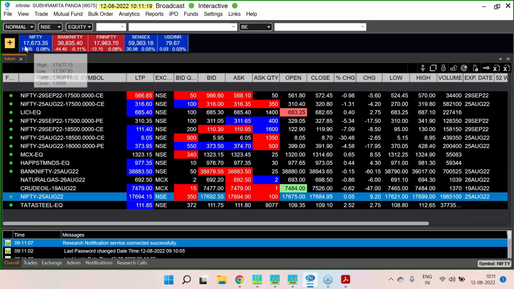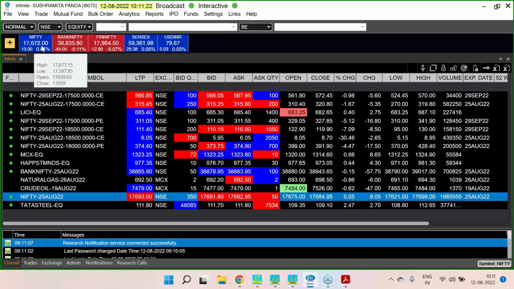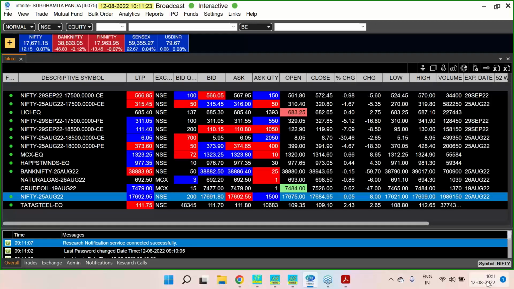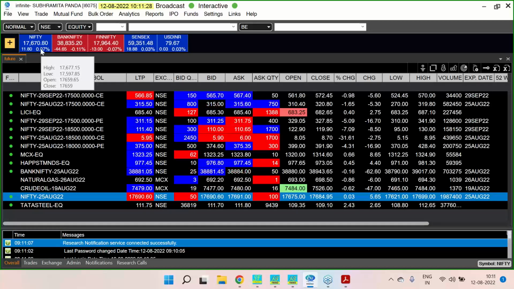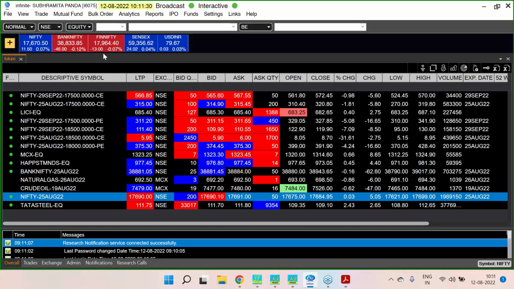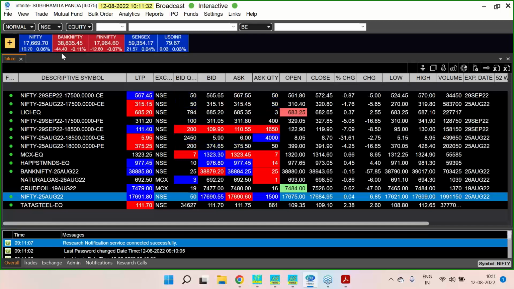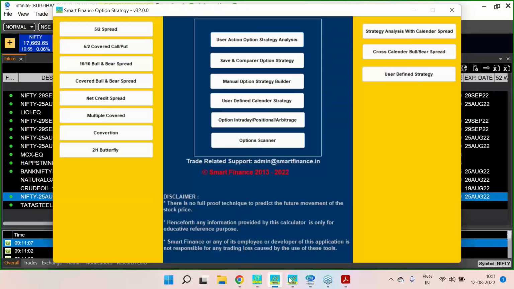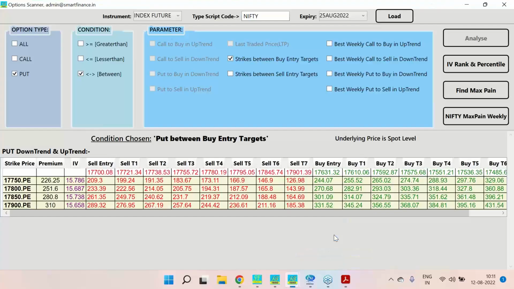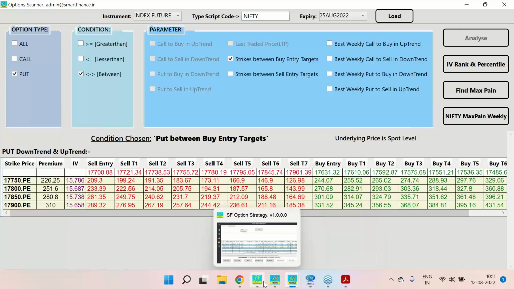Nifty, once it crosses 17,692, as per the 10-10 data, we must be a call buyer. And if it is coming below 17,638, then we should be a put buyer. So that will be our analysis.